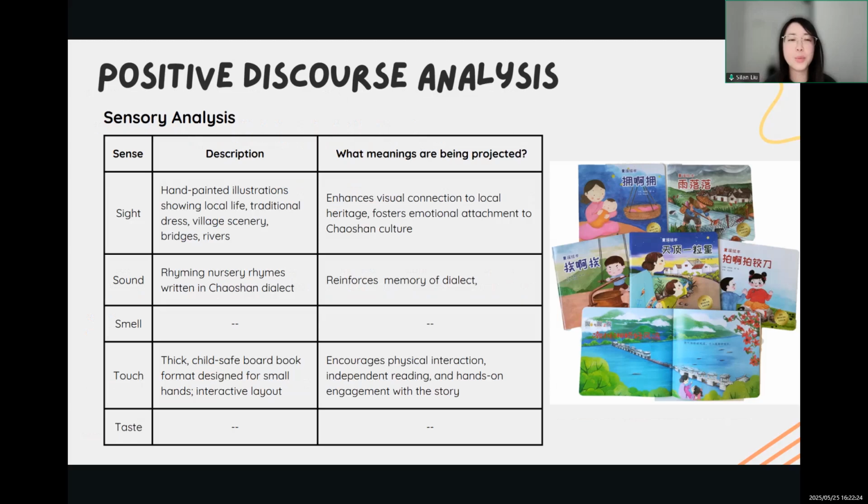Next, we also made a sensory analysis. We can see the hand-painted illustrations showing local life, traditional jazz, village scenery, bridges, rivers, and so on. All of them can enhance visual connection to local heritage and foster emotional attachment to Chaoshan culture.